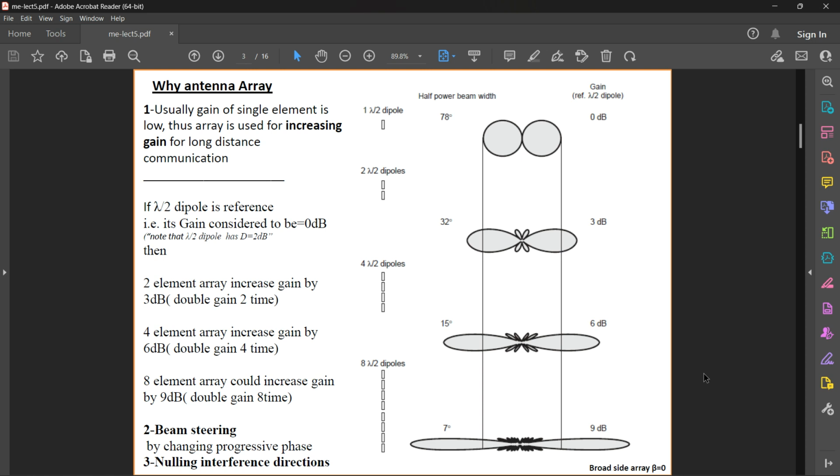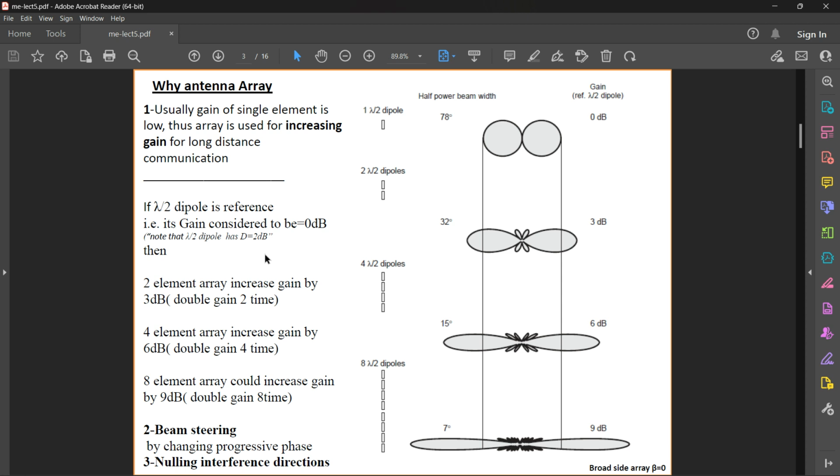Array. So we will see first why we have to study antenna arrays. Usually the gain of a single element is low in antennas, and so an array is used for increasing gain for long distance communications. And if a lambda by 2 dipole is taken as reference, its gain is considered to be around 0 dB. But a lambda by 2 dipole actually has a directivity of 2 dB.